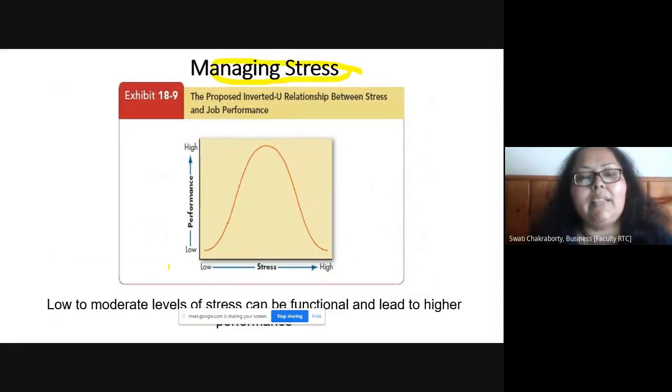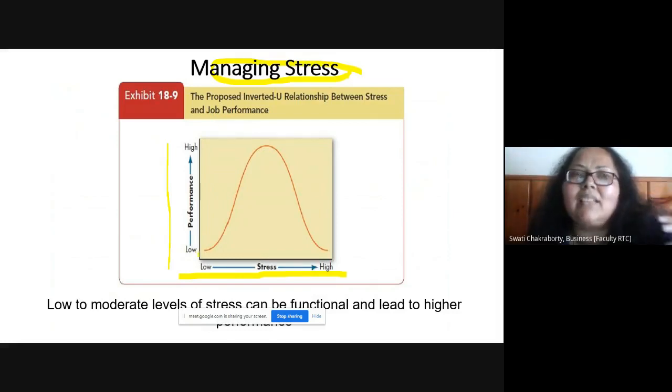Now you see in this diagram, on the y-axis we are measuring the performance, and the x-axis talks about stress. When you join a job, you are expected to perform at a certain level. You are given new tasks, new challenges, which demand that you put in more effort, right? So you are expected to improve your performance.